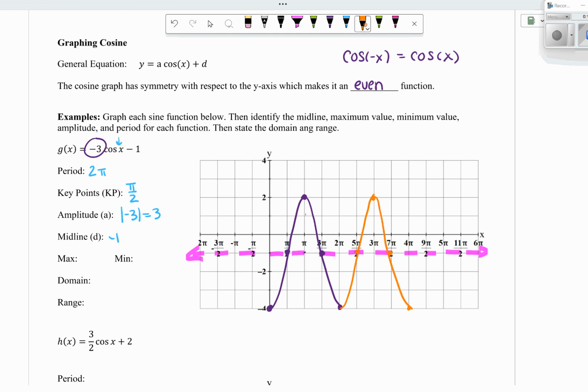So this would be my second cycle. We're just repeating those values. So back to the midline, up 3, back to the midline, down 3. So the transformations for this would be a reflection across the x-axis, vertical stretch by 3, and down 1. So this gives me my 4 cycles of my graph. We can see that our maximum is at 2. The minimum is at -4. Domains all real numbers. So bracket -4 to 2 would be the range.